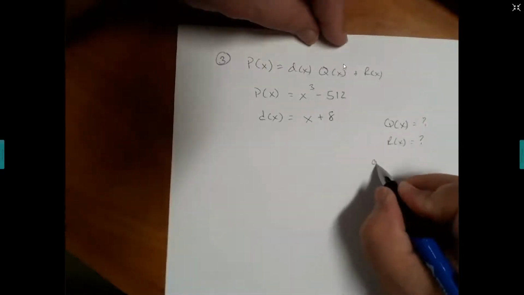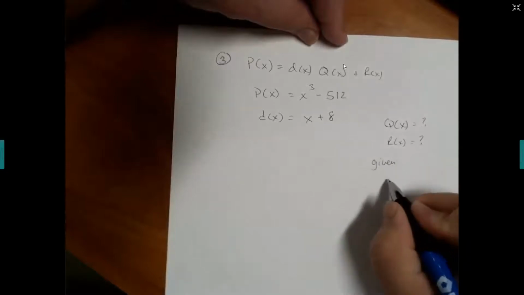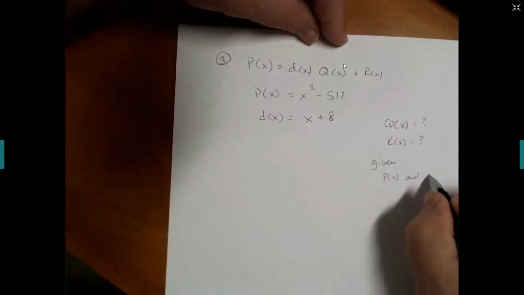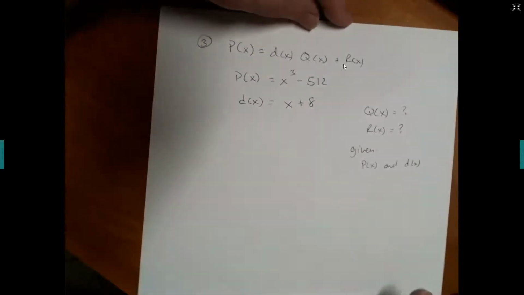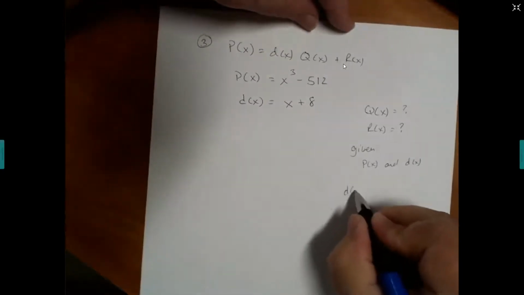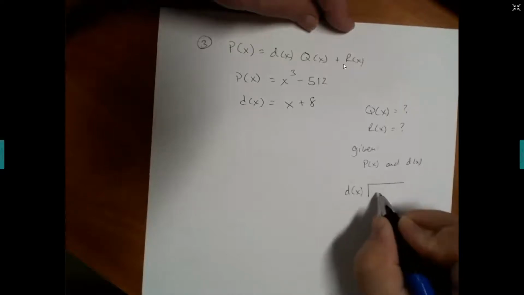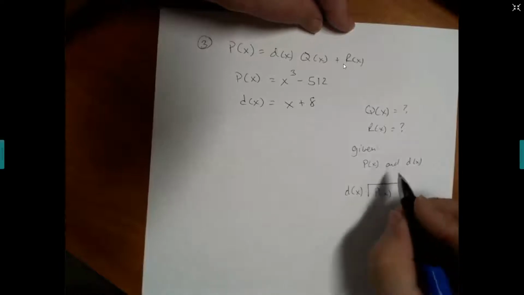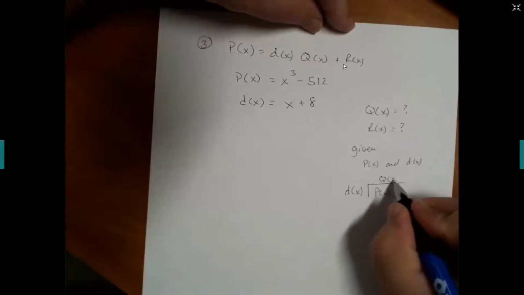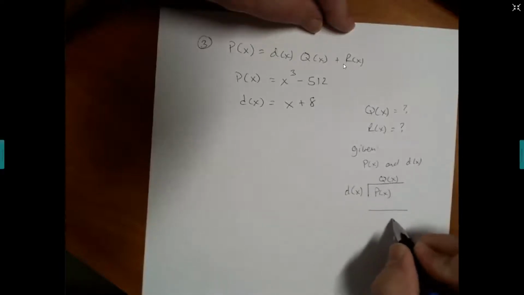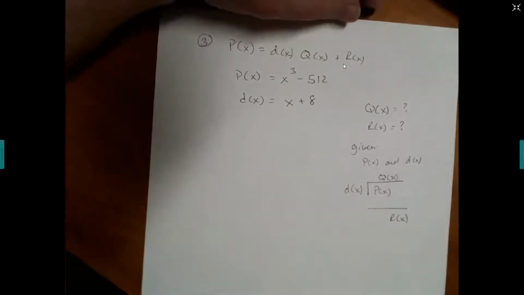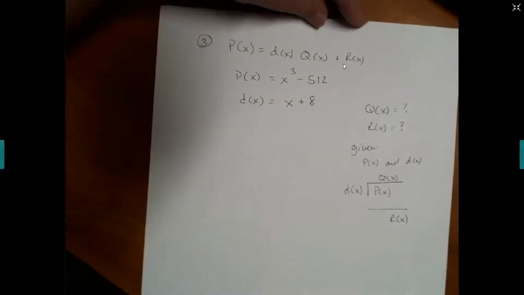So given p of x and little d of x, we put it in this form. Whatever's on top is going to be our q of x. Whatever's down here will be our r of x. Let's do this with long division.